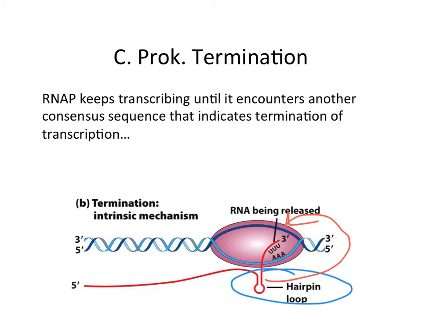That's what your chapter talks about as rho-independent termination. That's this. There's a particular DNA sequence at the end of the gene, causes a hairpin, the hairpin causes transcription to terminate. That's prokaryotes. Similar in eukaryotes. No hairpin though, but there's still a DNA sequence at the end of the transcript that's important for causing RNA polymerase to stop transcribing.